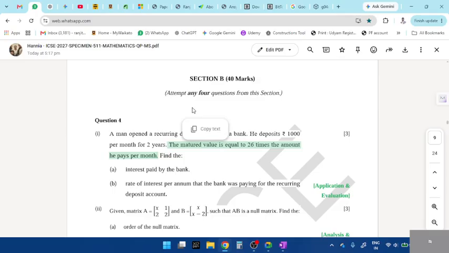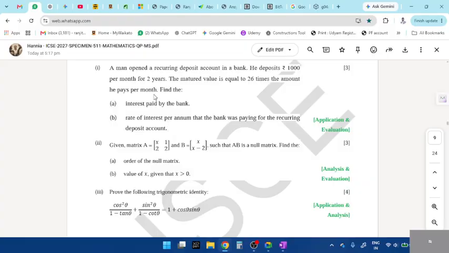If you compare this with your Selina, in Selina most of the questions are tough. In the board itself, they give you an easy question. The maturity value is equal to 26 times. Times means multiplication. So 26 into 1000, you have to take maturity value as 26,000. All of you know how to find interest and rate, right? This is how they give it.